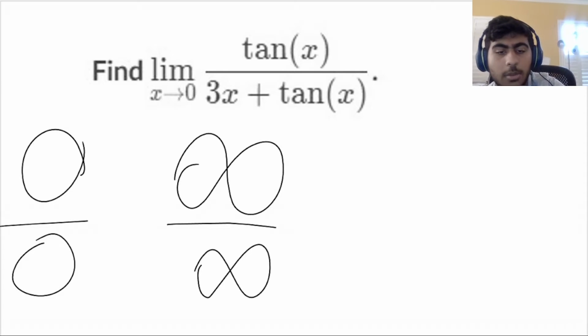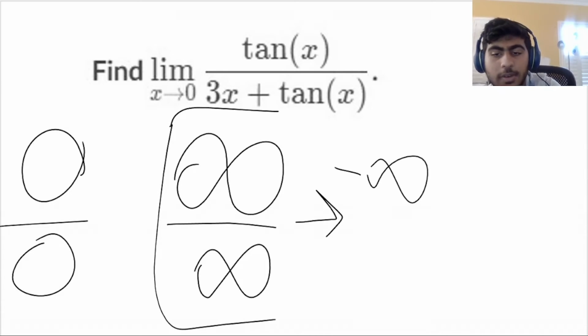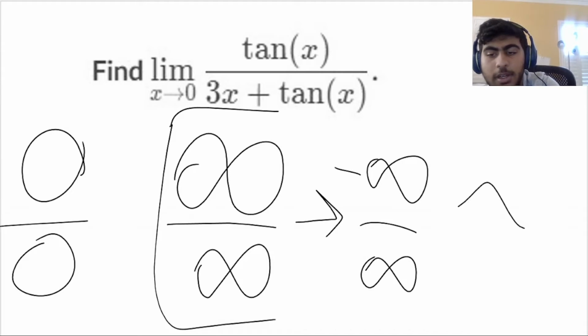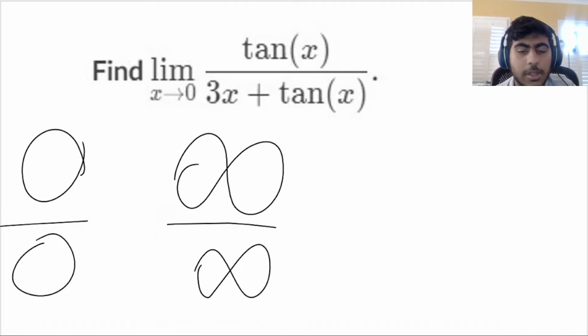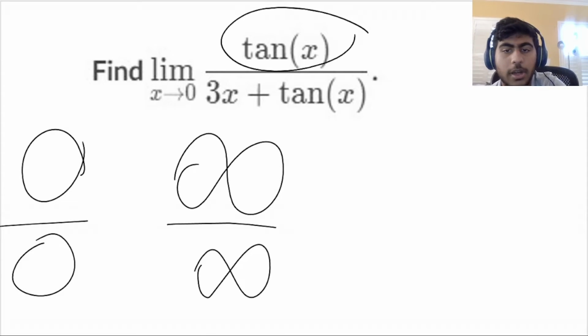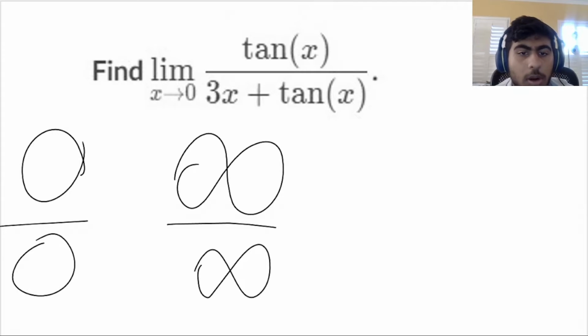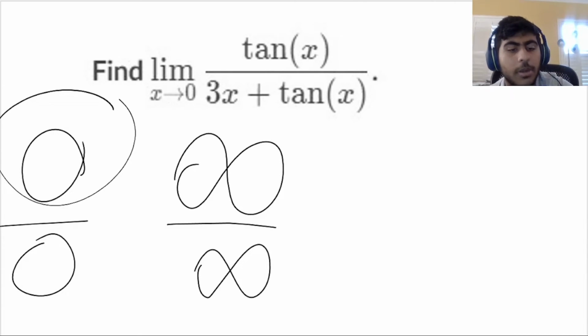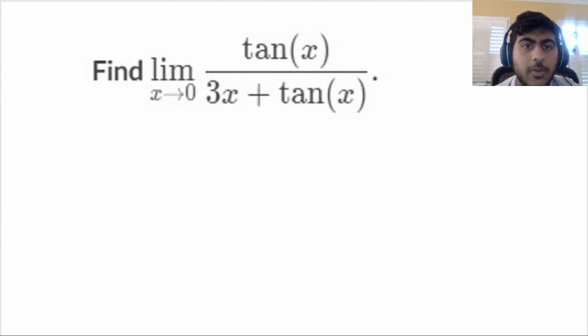Now with this form right here, you can make more variations like negative infinity over infinity, or infinity over negative infinity, but it really does not matter. It's the same concept where simply both the numerator and the denominator each go to infinity, or both the numerator and the denominator go to 0. Right, so that is what the indeterminate form is.